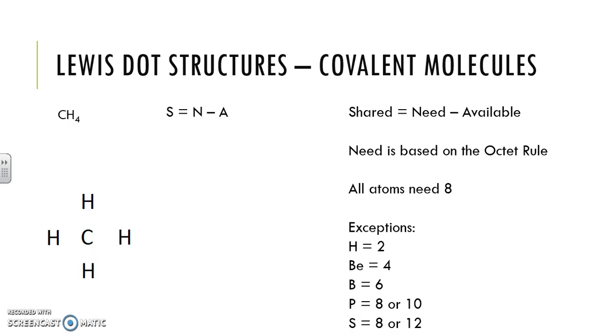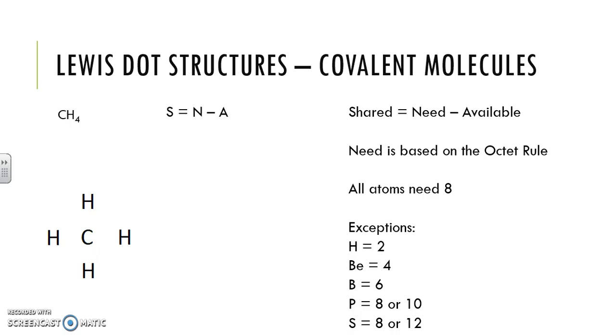So let's go ahead and count up the electrons needed for this atom to be completely happy. The carbon needs 8 total electrons to be happy. Each hydrogen needs 2 total electrons to be completely happy. So carbon's 8 plus 2 per hydrogen would be 8, 9, 10, 11, 12, 13, 14, 15, 16.